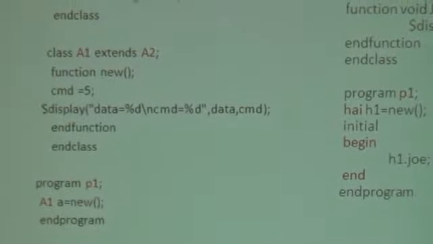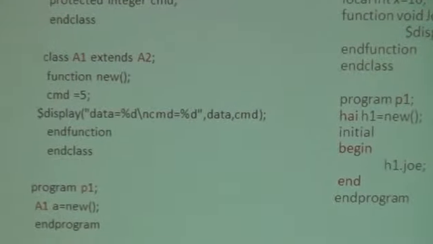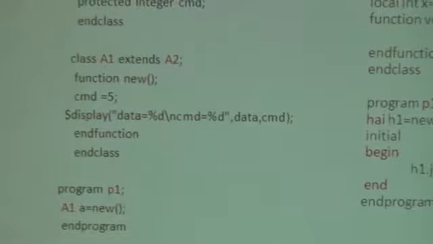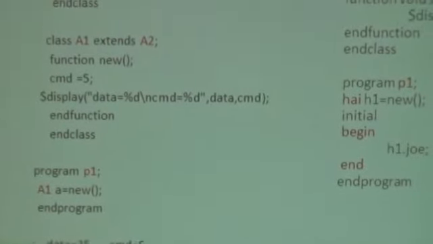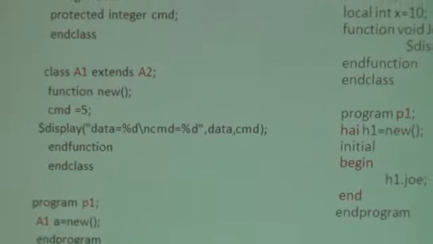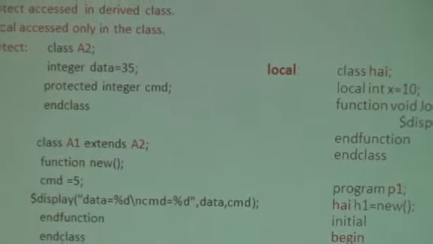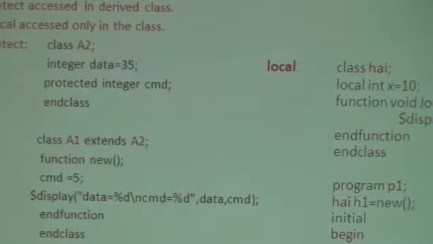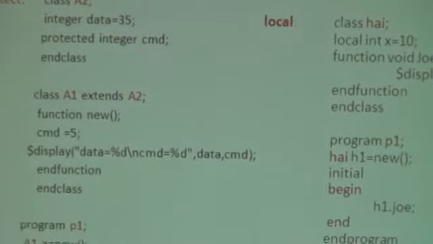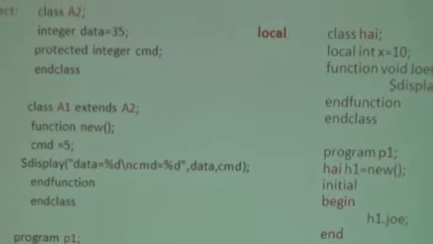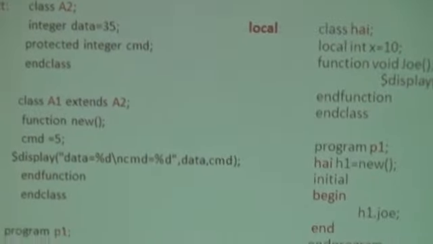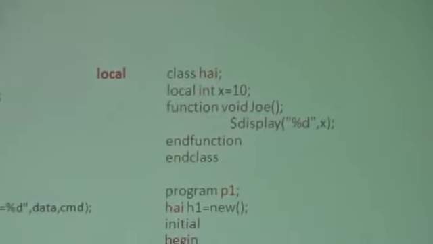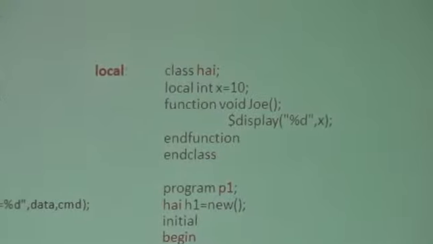Since it is the new function, it invokes the function new in class A1 and it prints that cmd is equal to 5. Data is not in the child class but data is present in the parent class, so it accesses that value of data from the parent class in the child class. Since the data value in the parent class is 35, it prints the output as 35.